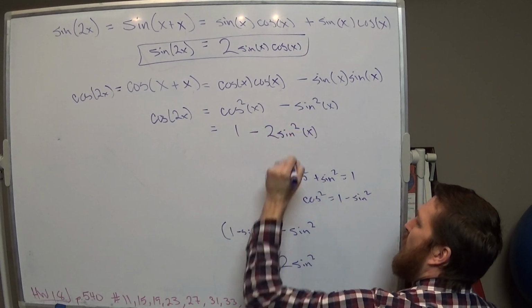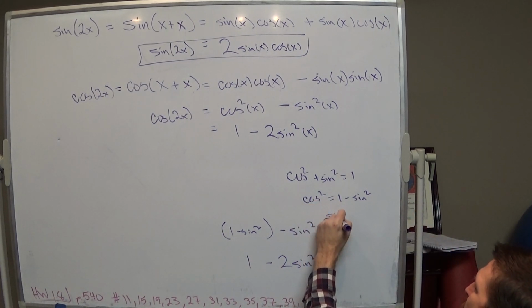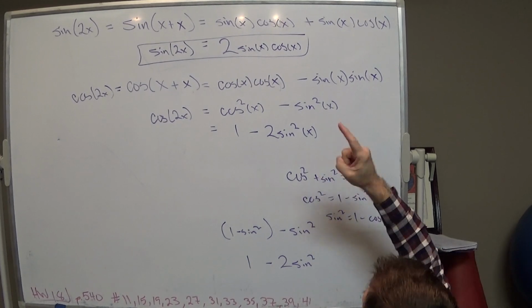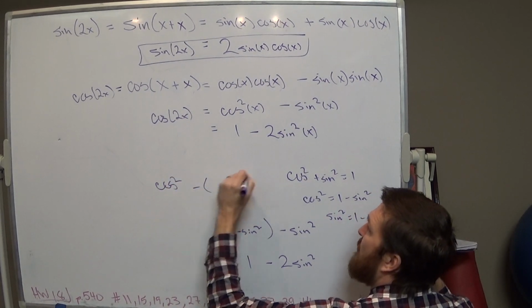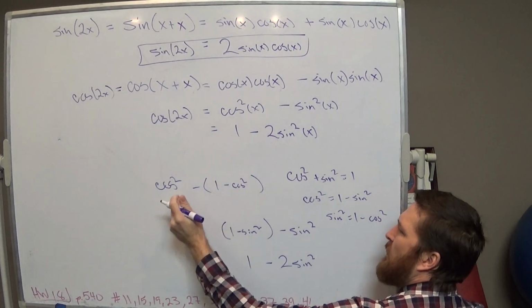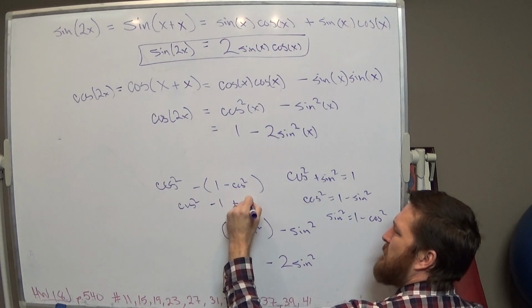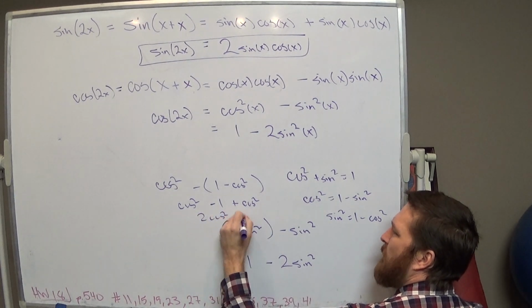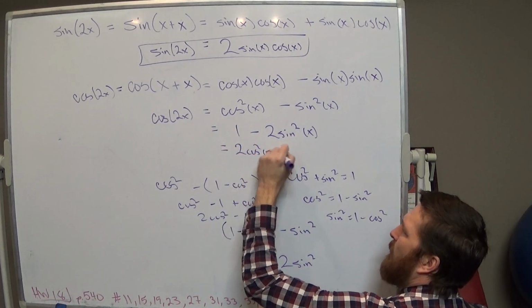Or we could have played the opposite game, where instead of getting cosine by itself, I could have gotten sine squared by itself. I have 1 minus cosine squared. And then I could substitute that in here, and I would have cosine squared minus, now it's 1 minus cosine squared. So that's cosine squared minus 1. A minus minus is a plus. So that's the same as 2 cosine squared minus 1. So this is also equal to 2 cos²x minus 1.